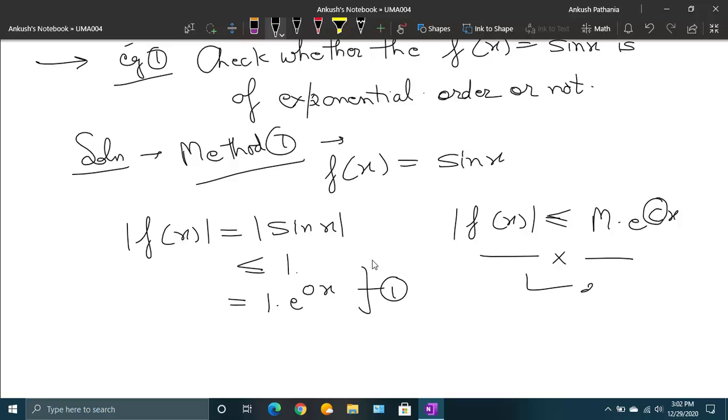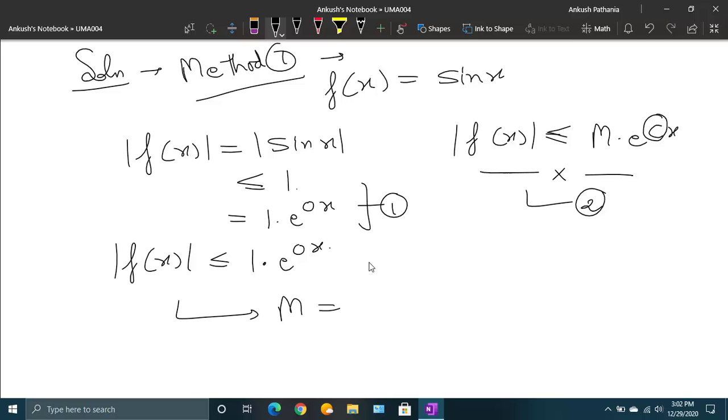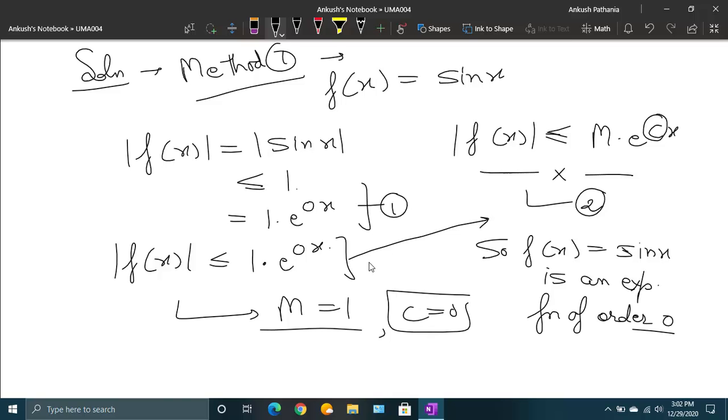So comparing 1 with 2, or let me write it more properly, mod f(x) is less than or equal to 1 times e raised to power 0 times x. So clearly M equals 1 and c equals 0. Comparing this with equation number 2, the standard definition, we get c equals 0. So f(x) equals sin x is a function of exponential order 0. This is how we can use the definition as such to find whether a function is of exponential order or not.